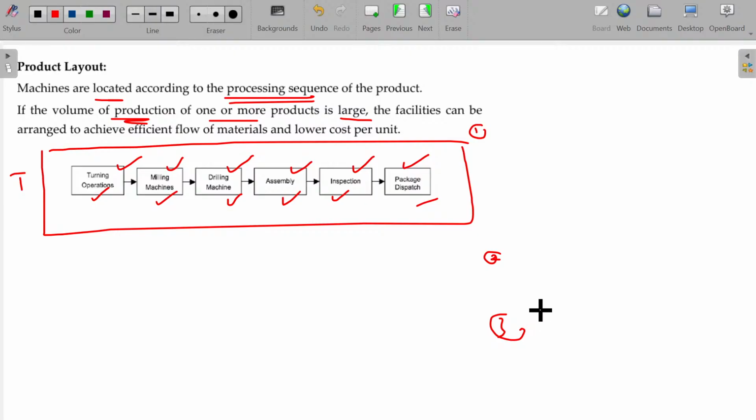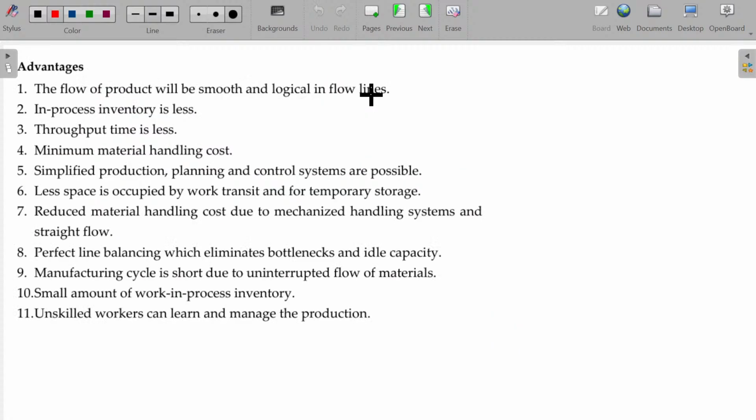But in case only one material, I'm going to manufacture n number of times or in large quantity, then the product layout will be suitable, where the machines are arranged as per their processing sequence. So efficient flow of materials and lower cost per unit will be possible because of the product layout. Hope you will now be able to understand process layout as well as product layout.